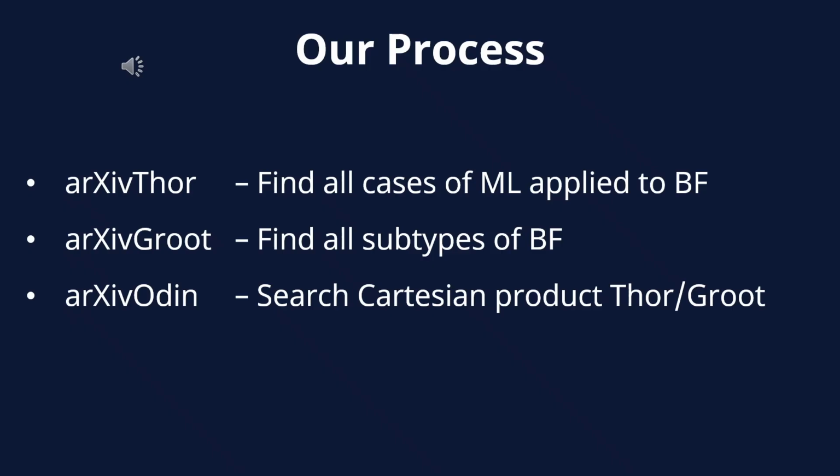Our development followed a three-stage process. We started with archive.tar that gave us the first analysis of cross-field papers. Archive Group focused on finding all method subtypes across the literature. Archive Odin performed the Cartesian product analysis, examining every possible combination of the techniques.